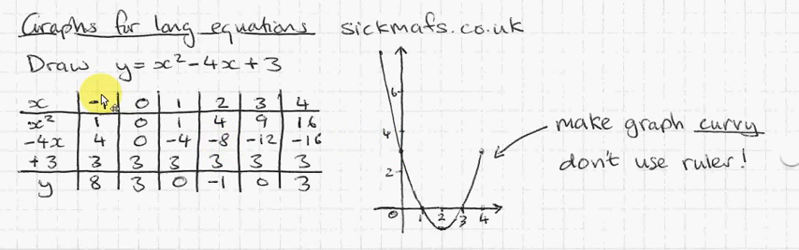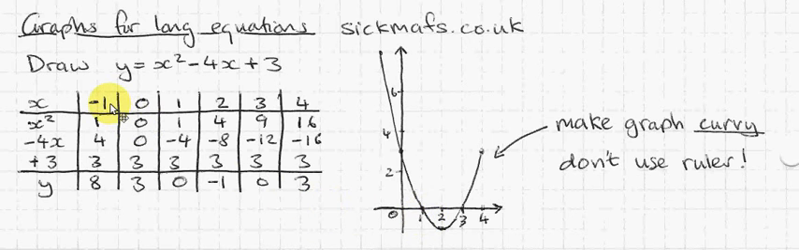What else is there to do? If x equals 1, when x equals 1, then x squared is still 1, because 1 times 1 is 1. Minus 4 times 1 is minus 4, and that 3 is still a 3. Then I add them all together, so 1 minus 4 is minus 3, plus 3 is 0. So when x is 1, y is 0. So you've got two coordinates so far.